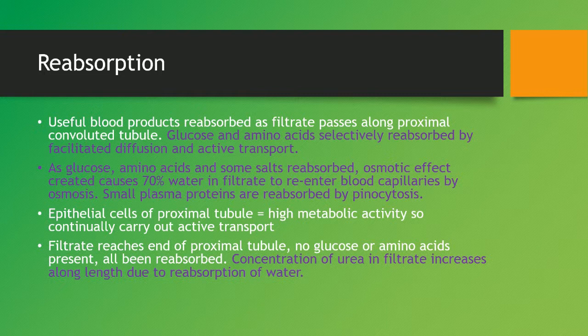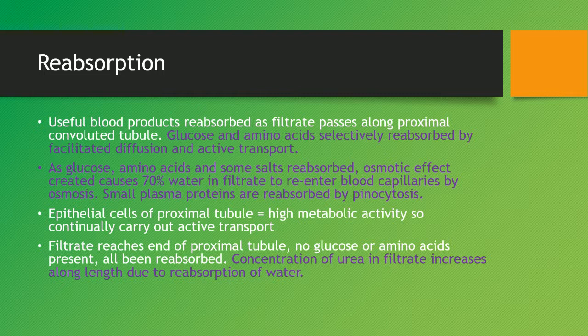Small plasma proteins, smaller ones, will make it through, and these will be reabsorbed by pinocytosis. Now, there will be epithelial cells instead of endothelial cells lining the proximal convoluted tubule, and these will have a high metabolic activity which continually carry out active transport.